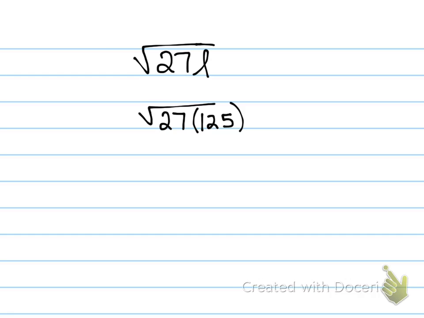Okay? The square root of 3,375. And when we simplify that, what do we get? 15 times the square root of 15. Now, the only way that I can know if this is simplified is by asking myself, is 15 a perfect square? No. And are there any factors of 15 that are perfect squares? No. Okay, so that is going to be my answer.